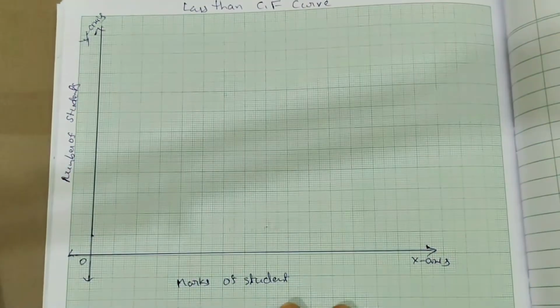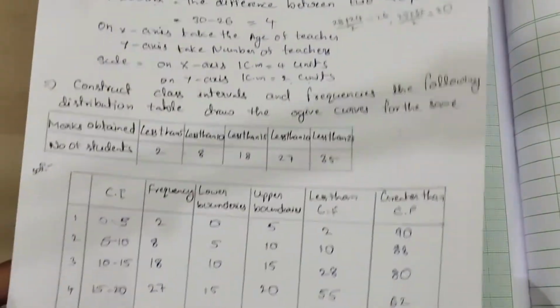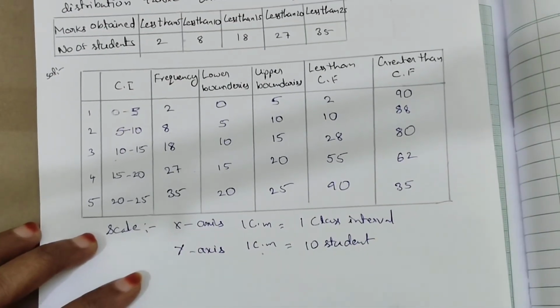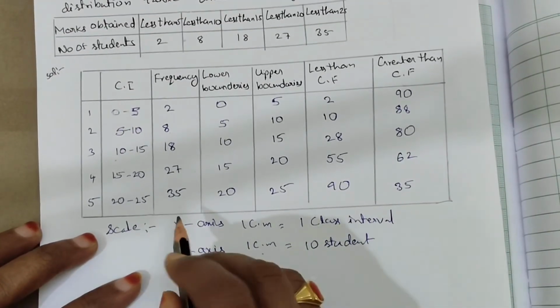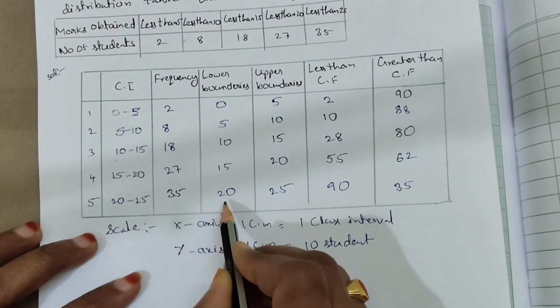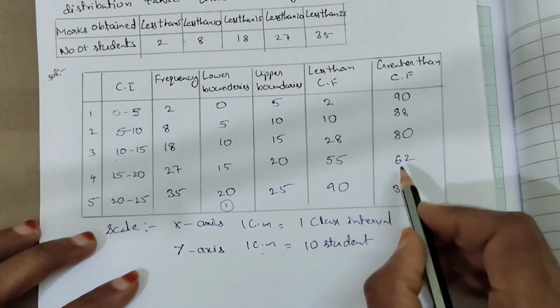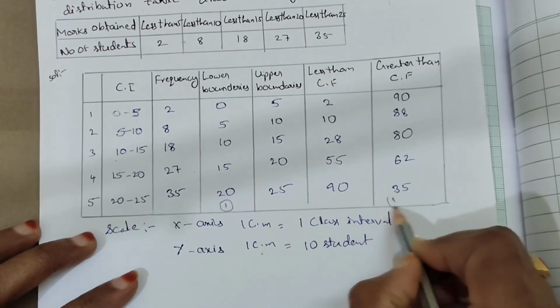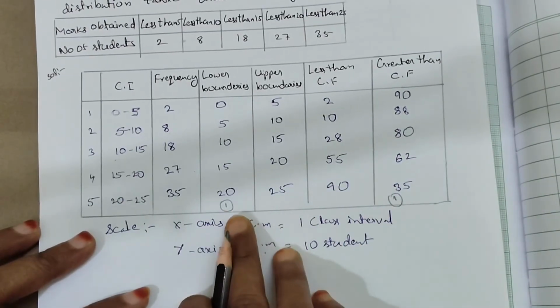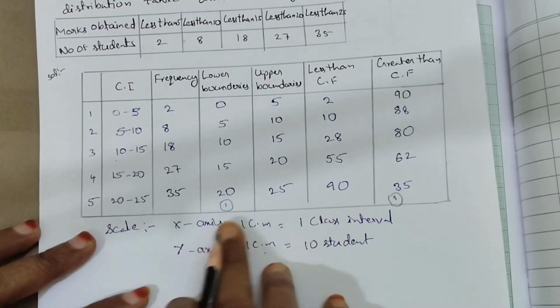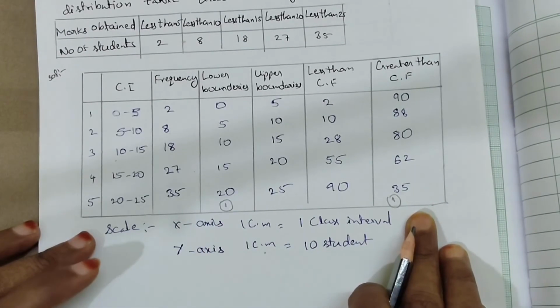Number of students. Here we see the given data: marks of students, taking the first year. Here we take the lower boundaries. Next, the greater than cumulative frequency. We use these two columns, the lower boundaries and the greater than cumulative frequency, and draw the less than cumulative frequency curve.